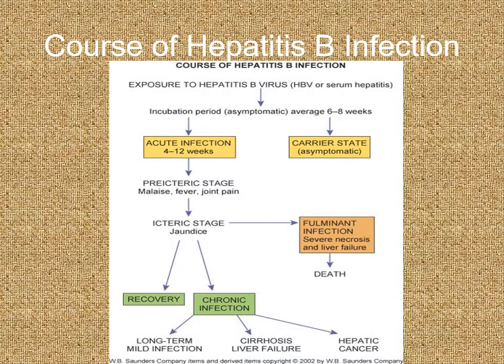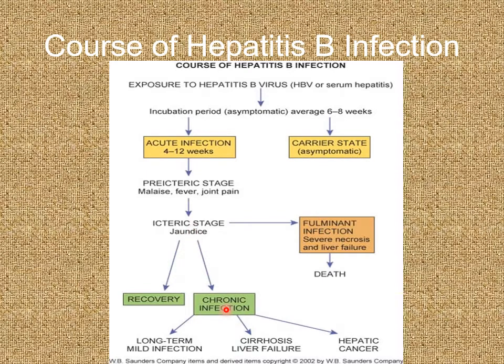And this is showing the course of the hepatitis B infection. Incubation period, where it's asymptomatic, is usually 6 to 8 weeks, and you can go into a carrier state, or you can go into the acute infection, which can last 4 to 12 weeks. The pre-icteric phase or stage is where you have malaise, fever, joint pain, and then into the icteric stage where you see jaundice present. That can go into a fulminant infection where you have severe necrosis and liver failure, which leads to death. Some people recover.